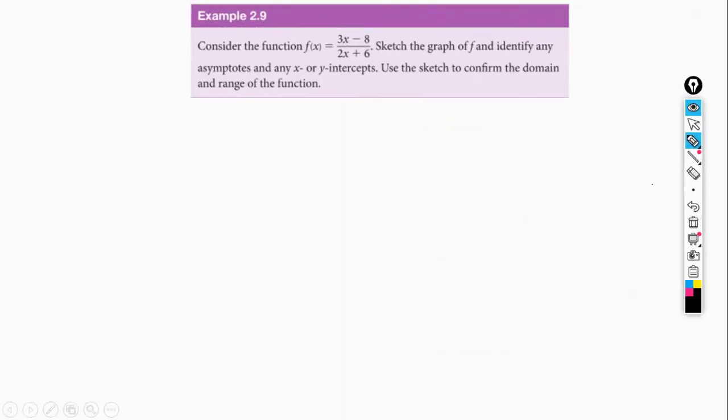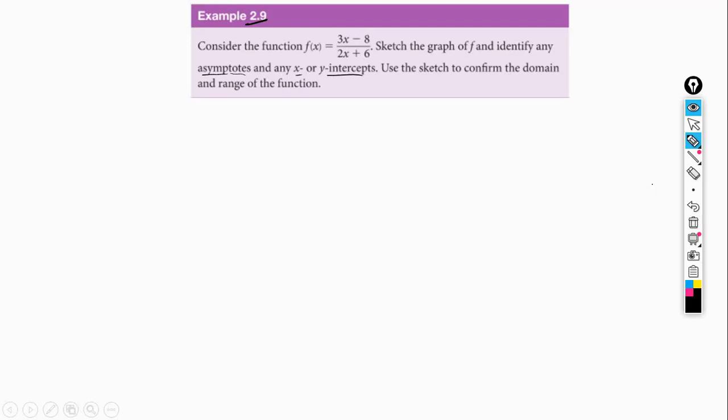So let's continue with example 2.9, and it says, consider the function f of x is equal to 3x minus 8 over 2x plus 6. Sketch the graph of f and identify any asymptotes and any x or y intercepts. Use the sketch to confirm the domain and range of the function.